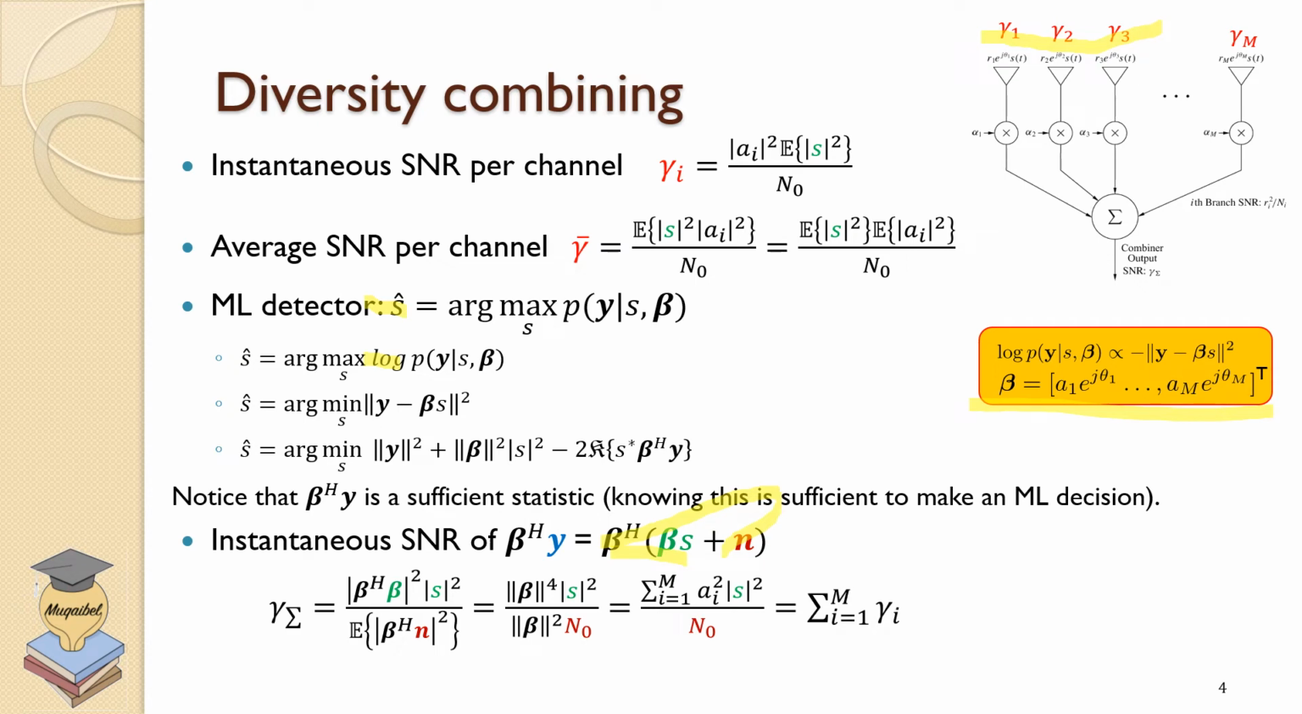So the conclusion is, if we use maximum ratio combining, and that's shown here because the received signal is defined to be beta, multiplying beta H by Y. Okay, so Y here is defined to be beta S plus N. Then we can say here that the maximum for this will be the sum of the instantaneous signal to noise ratios.